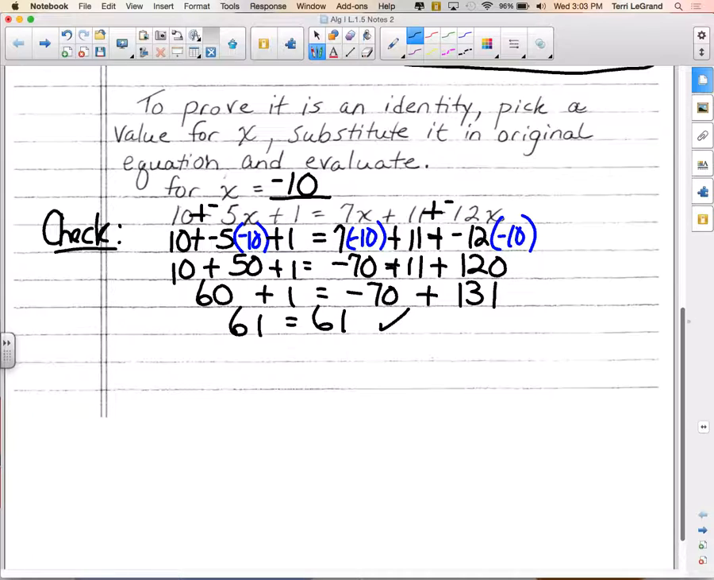I did X equals 100. 100 checks out. How about you, Mitchell? X equals 5. 5 checks out. Anybody else got another one that checked out for you? X equals 6. X equals 6 checked out? Okay. Anybody else use a negative number like I did?